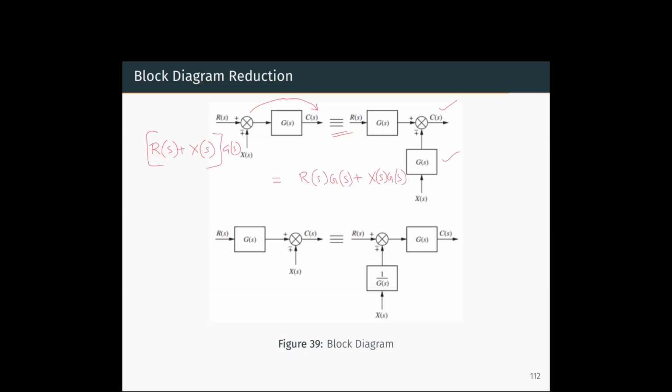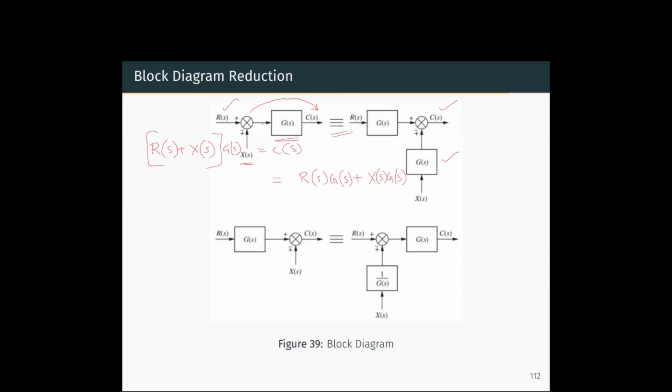So on the left hand side, we have r of s added with x of s, and that signal, r of s plus x of s, is getting multiplied with g of s. So r of s plus x of s into g of s. That is what c of s is.